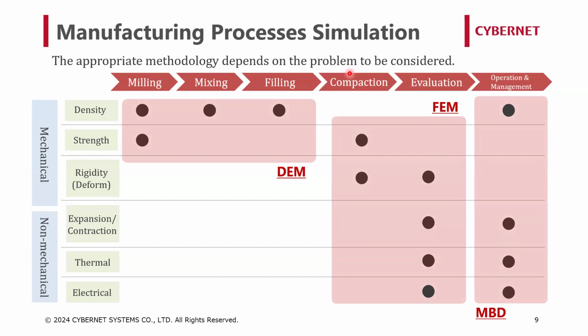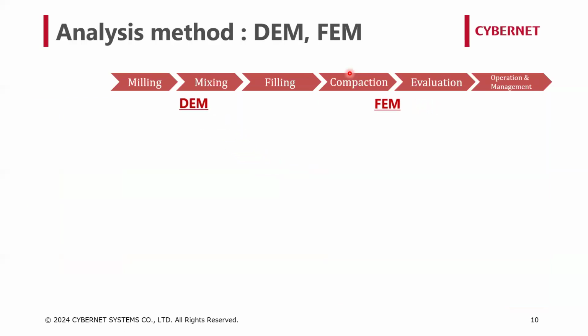DEM is mainly appropriate for upstream powder problems, where particle deformation can be ignored, while FEM is appropriate for problems where particle deformation cannot be ignored, or where non-mechanical behavior needs to be evaluated. Anyway, let me give you a little overview of the methodology for DEM and FEM here. DEM stands for discrete element method and is characterized by the discrete nature of the elements that make up the system.